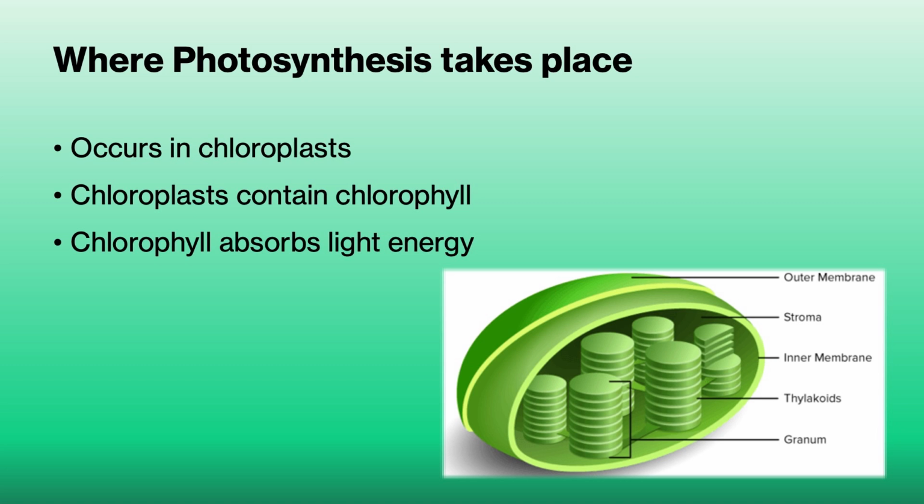Photosynthesis takes place in the chloroplast of plant cells. Most plant cells have chloroplasts. They contain a green pigment called chlorophyll, which absorbs light energy, mainly from the sun, and can convert the light energy from the sun into chemical energy stored in the food.